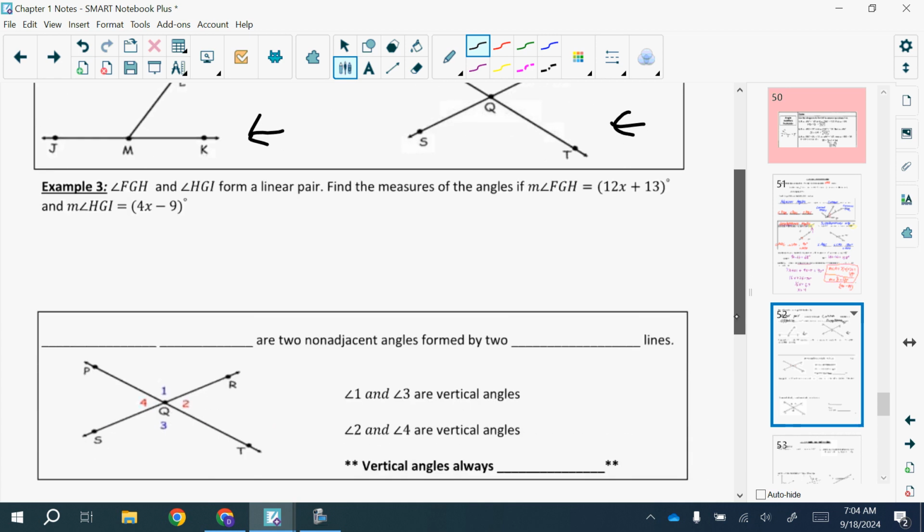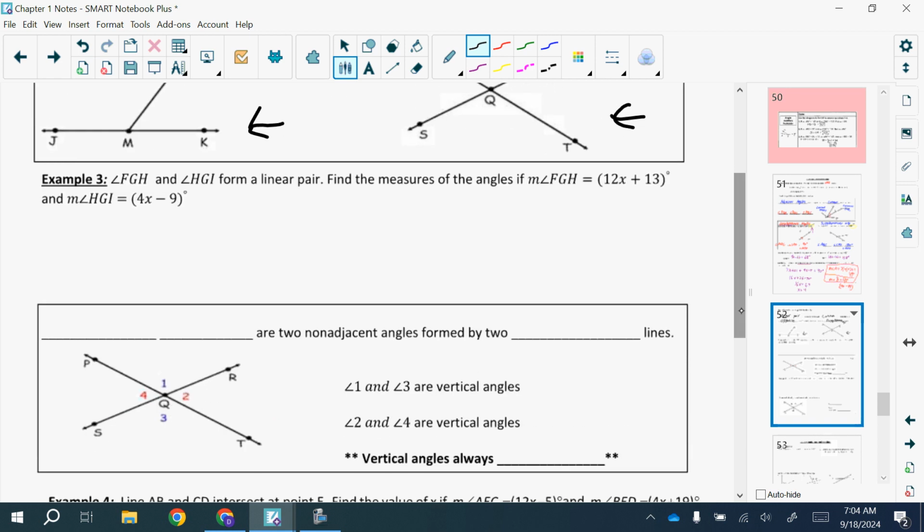So let's go to an example. It says angle FGH and HGI form a linear pair. Find the measure of the angles if the measure of angle FGH is 12x plus 13, and the measure of angle HGI is 4x minus 9. So again, they're a linear pair, so they're supplementary. So add them together, and it equals 180.